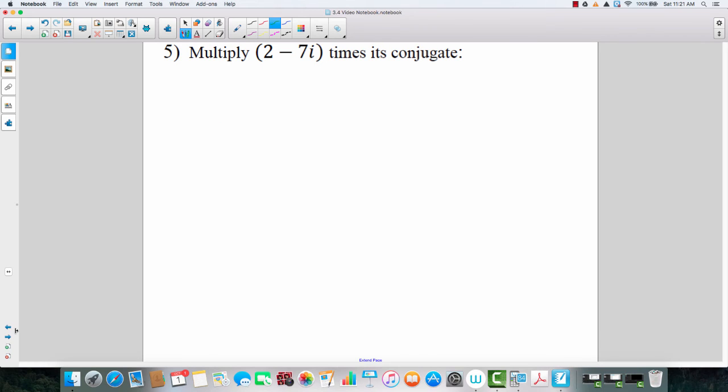This is really important when it comes to our roots, when we're finding solutions to quadratic equations and when we're talking about the potential number of real roots and complex roots. The idea of conjugate is going to be very key. So what a conjugate really is here would be changing this sign and nothing more. So if you want to multiply 2 minus 7i by its conjugate, you multiply it by 2 plus 7i. And then you're done.